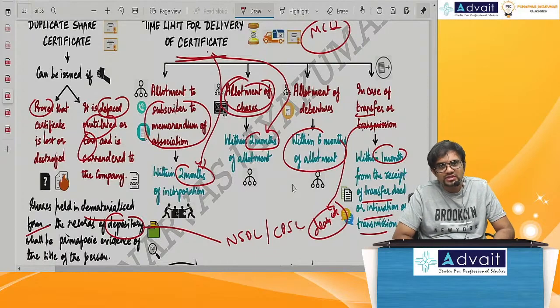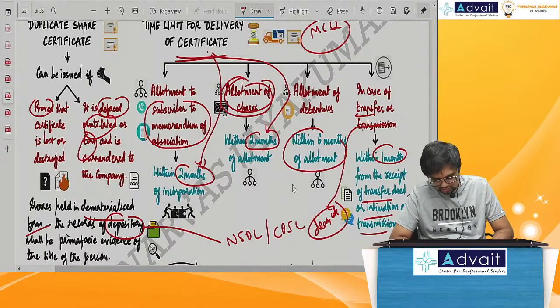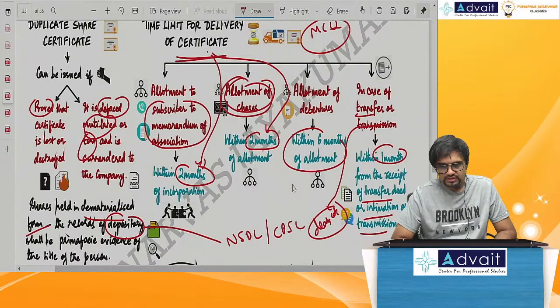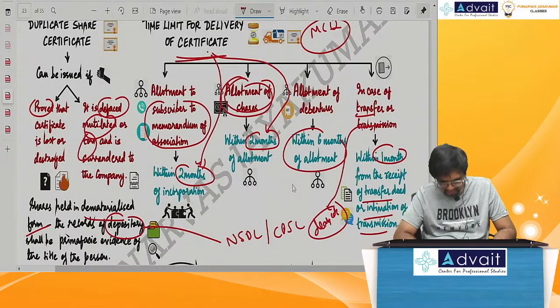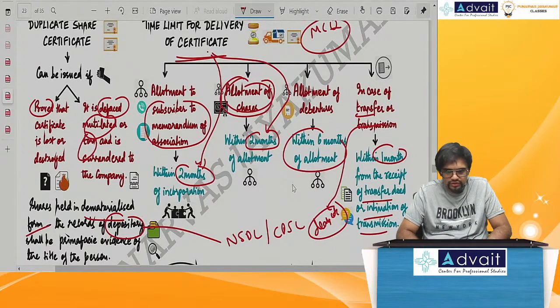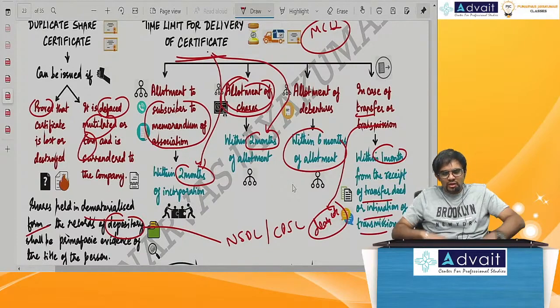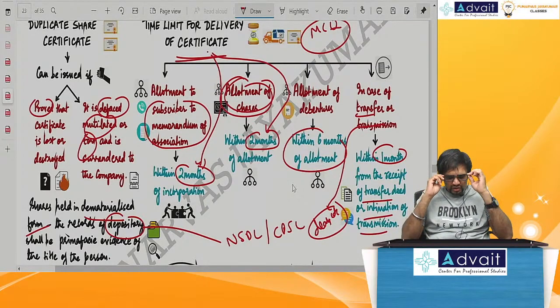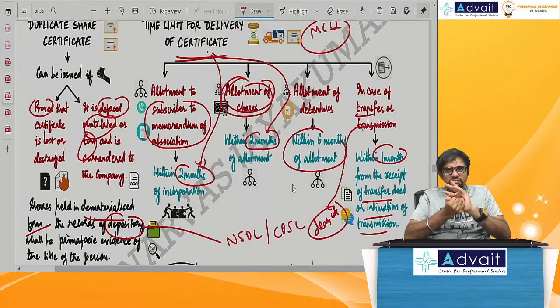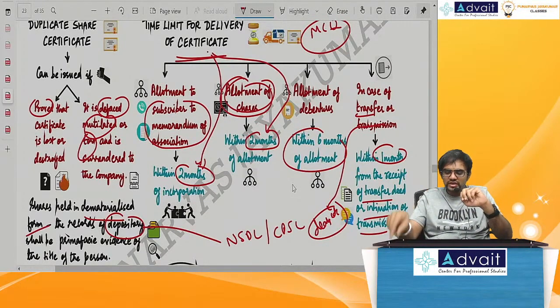Transfer, transmission. Transfer is what? Shares. Transmission is a different thing altogether. Transmission means by death or by liquidation or anything. Basically by operation of law.